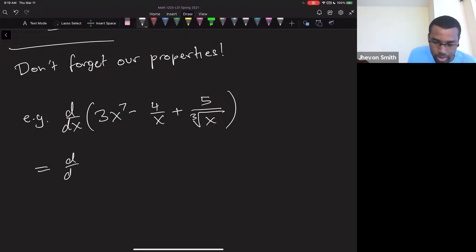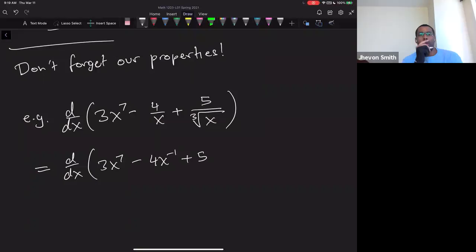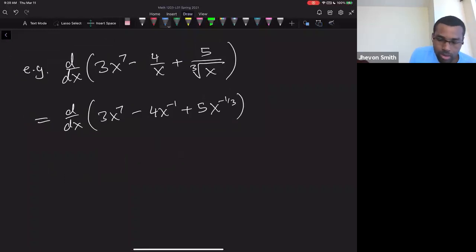I probably would write this out, by the way, just to make sure. Of course, for the power rule to work, you want to write things as powers. If I wanted to write 1 over the cube root of x as a power, how would I do it? Is it x to the negative 1/3? x to the negative 1/3. Right. So now, this line you wouldn't have to write, but you can if you want to.